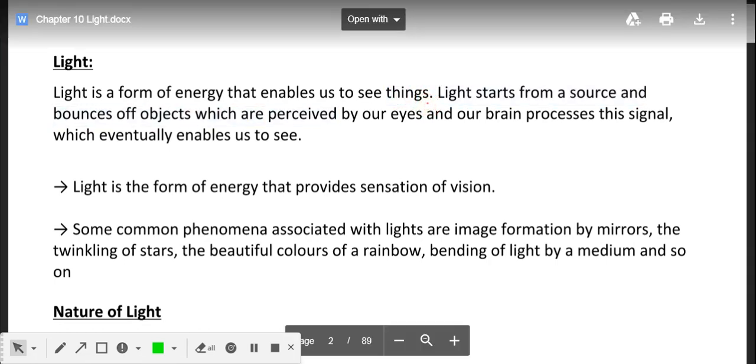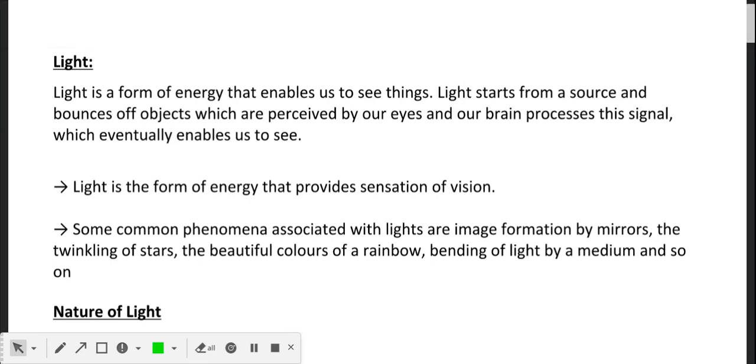Light starts from a source and bounces off objects which are perceived by our eyes, and our brain processes the signal which eventually enables us to see. Now what is the whole process? Let's understand. First of all, when you are looking at some object, that object is visible to you, right? If that object is visible to you, that means some ray of light is falling on that object, and from that object, it is coming to your eyes. Only then that object will be visible.